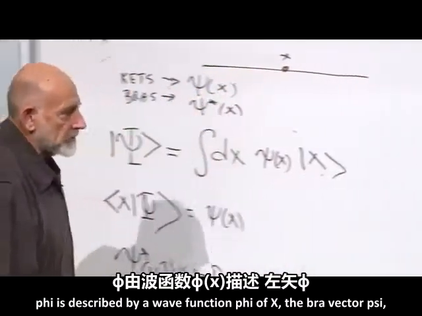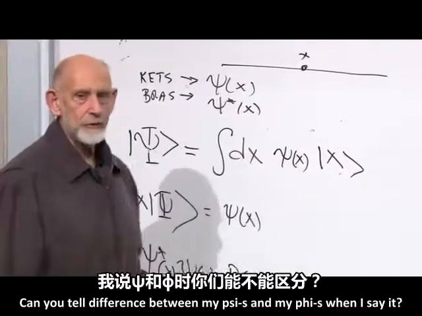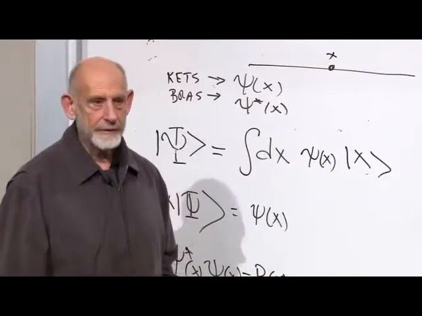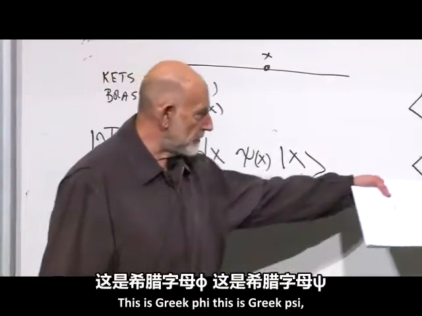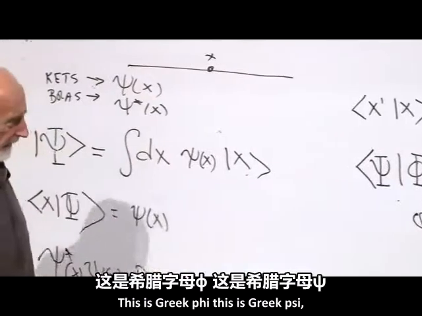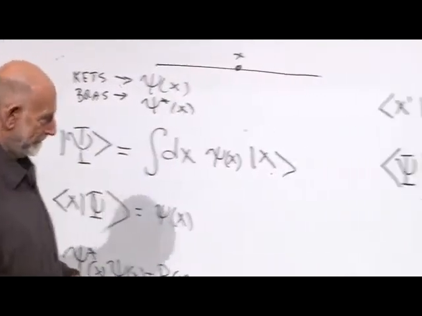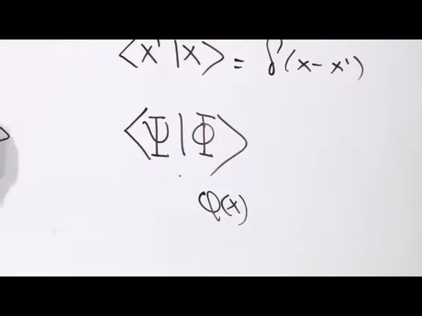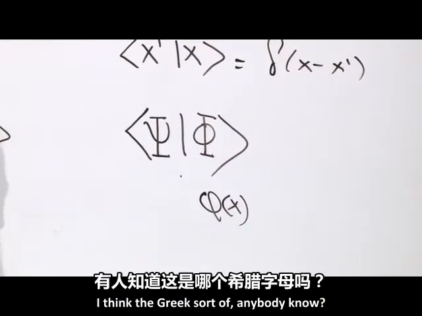The bra vector psi, can you tell the difference between my psis and my phis when I say it? Yeah, okay. This is Greek phi, this is Greek psi. But I never say psi, I say psi. I think the Greeks do also. Anybody know?